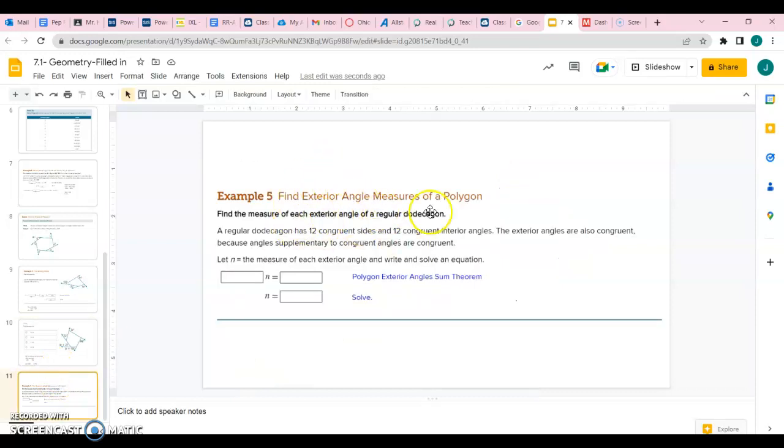And then the last part: find exterior angle measures of a polygon. Find the measure of each exterior angle of a regular dodecagon. A regular dodecagon has 12 congruent sides and 12 congruent interior angles. The exterior angles are also congruent because angles supplementary to congruent angles are congruent. So let n equal the measure of each exterior angle, and write and solve an equation.